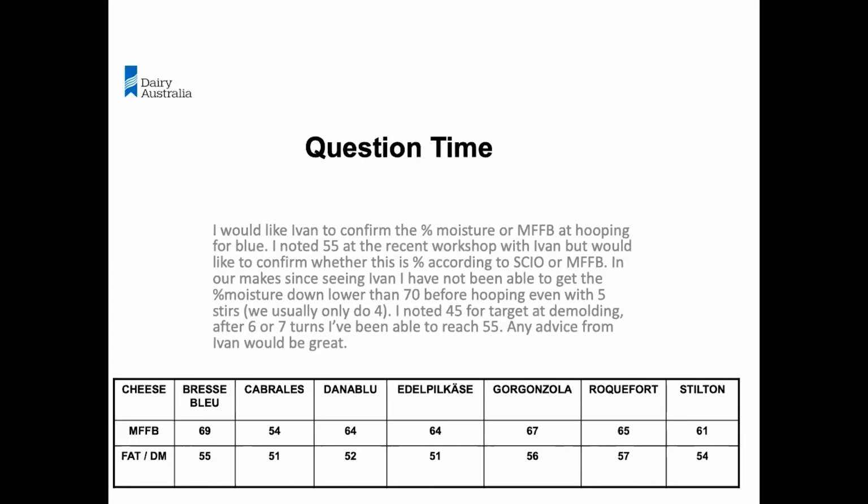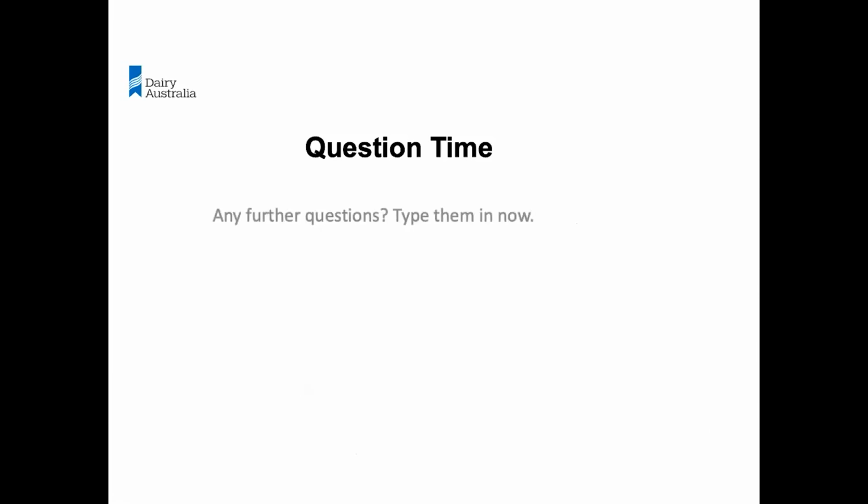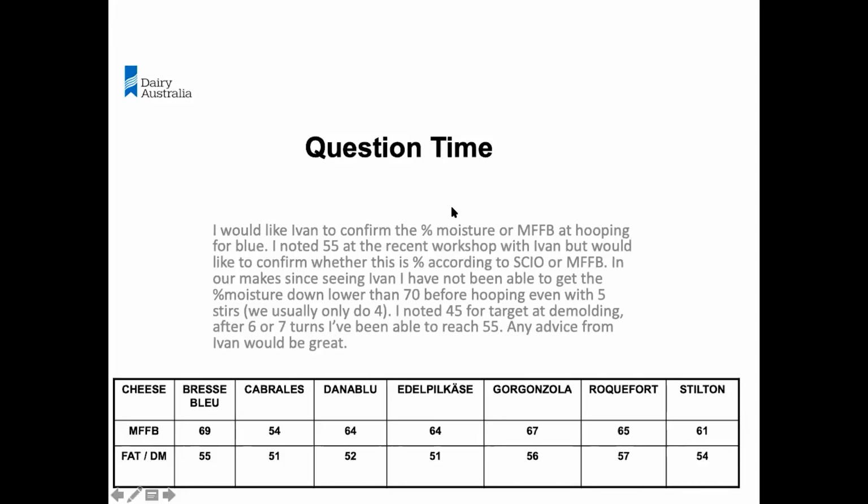Right? So first check moisture at molding, and then moisture and fat at unmolding. MFFB at molding, at hooping, is irrelevant. So Emma says there that she's talking Roquefort style. For Roquefort, we should be at MFFB at unmolding at 65%.